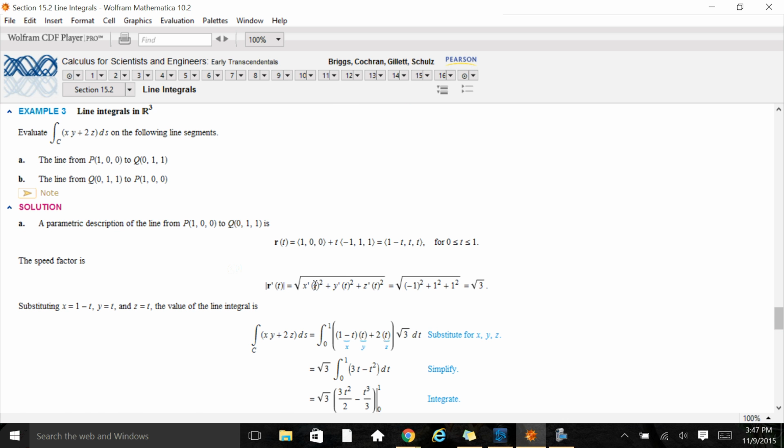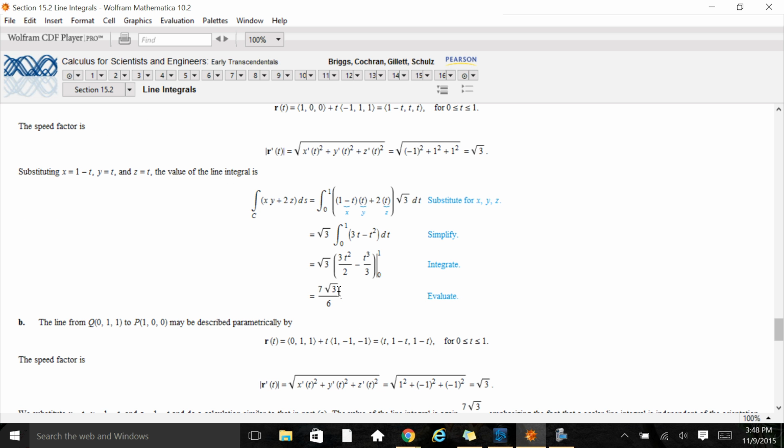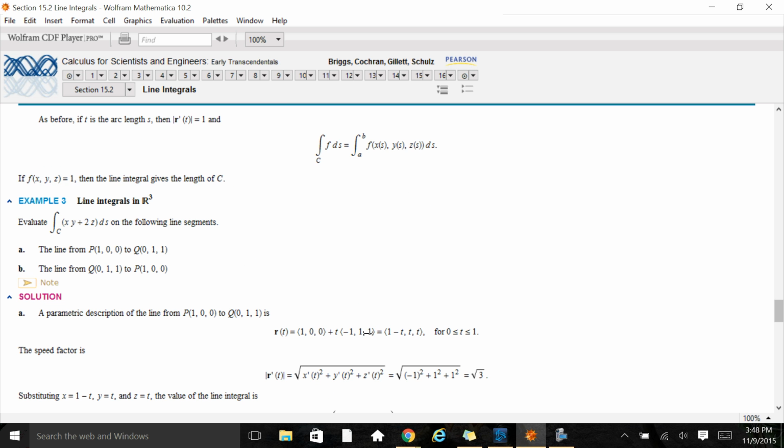You then go in and calculate the speed factor. It turns out to be the square root of 3. In our parameterization, we have x as 1 minus t, y as t, and z as t. If you plug into the function we're trying to integrate to get the new form, and then actually do the integral, you get 7 root 3 over 6.